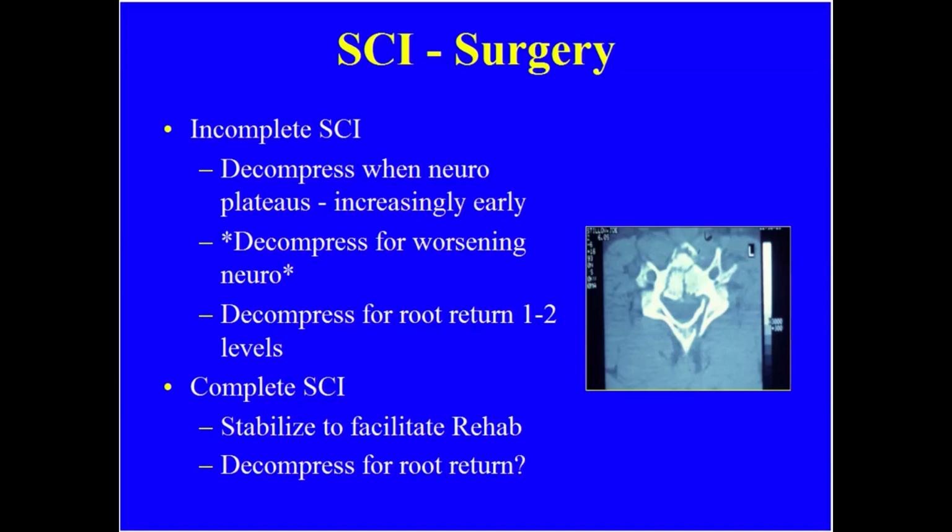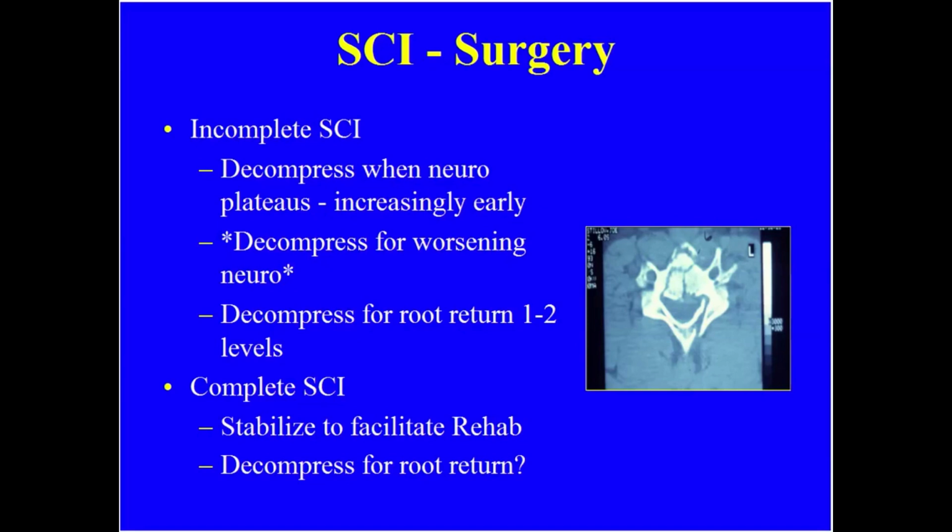With complete spinal cord injury, in fact, we operate on most of these nowadays too, largely because we want to stabilize any instability so the patient can get into rehab and get on with their lives as quickly as possible. You want to minimize the need for a halo or any sort of orthosis if you can. And there is some evidence that if you decompress a complete spinal cord injury, that you will facilitate root return, 1, maybe 2 levels of root return.